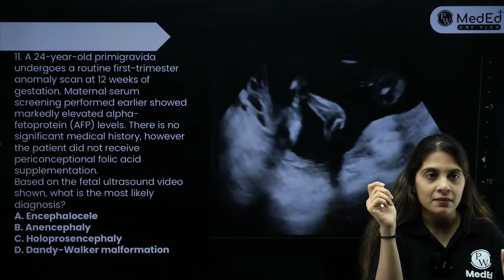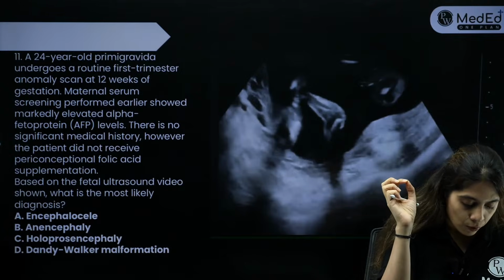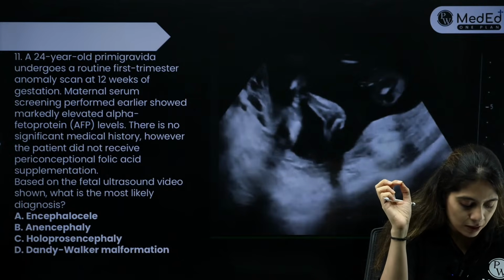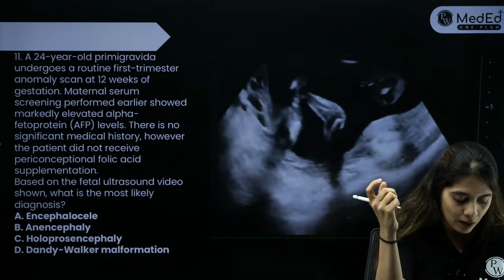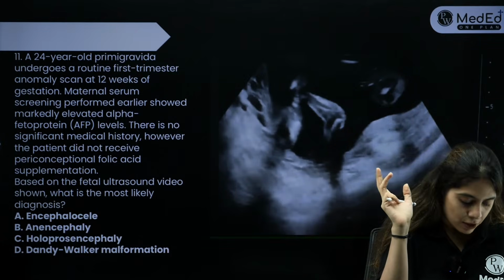Now let's move towards our 11th question. This is the last second question. A 24-year-old primigravida undergoes a routine first trimester anomaly scan at 12 weeks. So we are only in the early trimester at 12 weeks of the gestation.